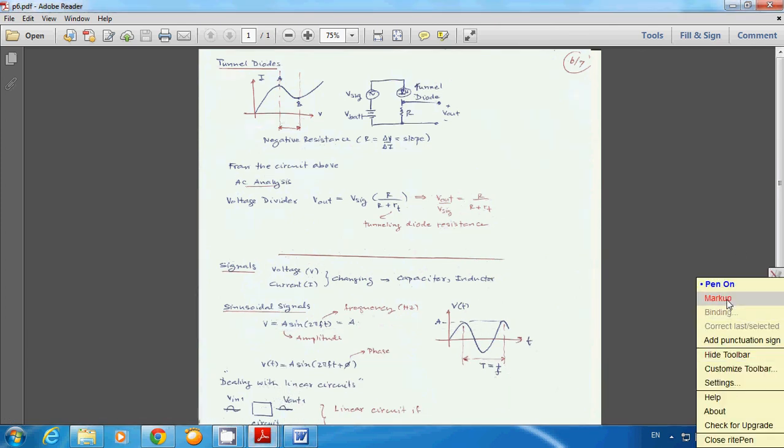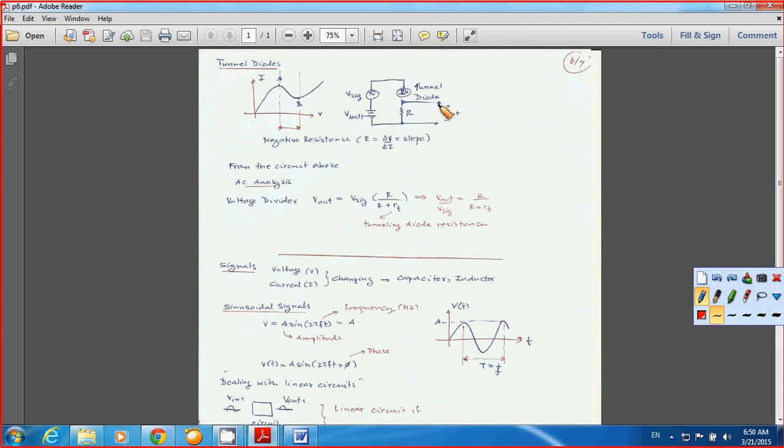Okay, next, since the last time when we were talking about a voltage divider here, from the previous circuit, this is your V out, this is R1, this is R2, and this is V in. Now you take a look at the tunneling diode. The IV characteristic curve of a tunnel diode looks like this one.